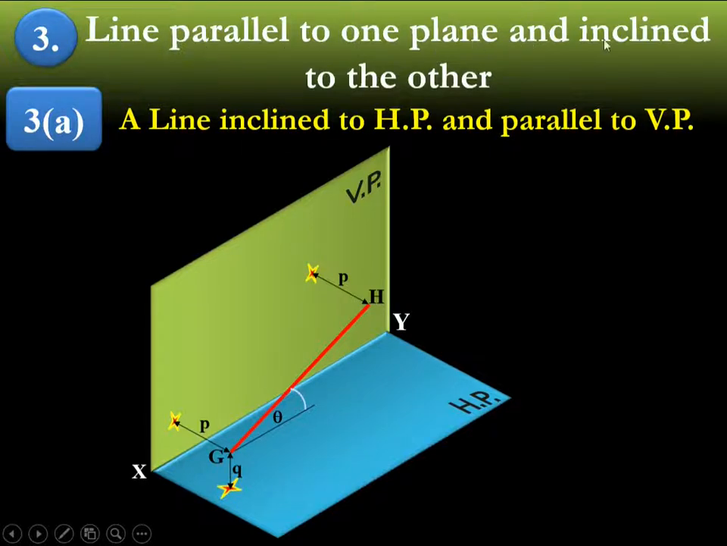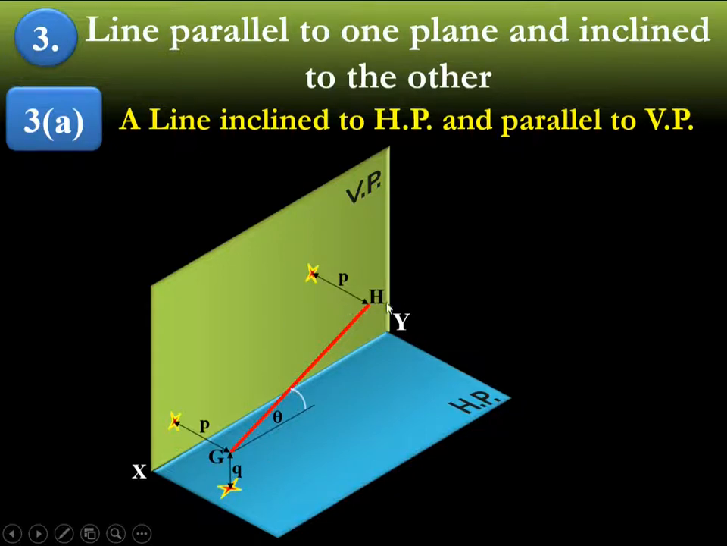Line parallel to one plane and inclined to the other. The first subdivision under the third category is a line inclined to horizontal plane and parallel to vertical plane. The pictorial representation of a line which is inclined to horizontal plane and parallel to vertical plane is shown here. From this diagram we can understand the line capital GH is inclined to the horizontal plane by an angle theta and it is parallel to the vertical plane.